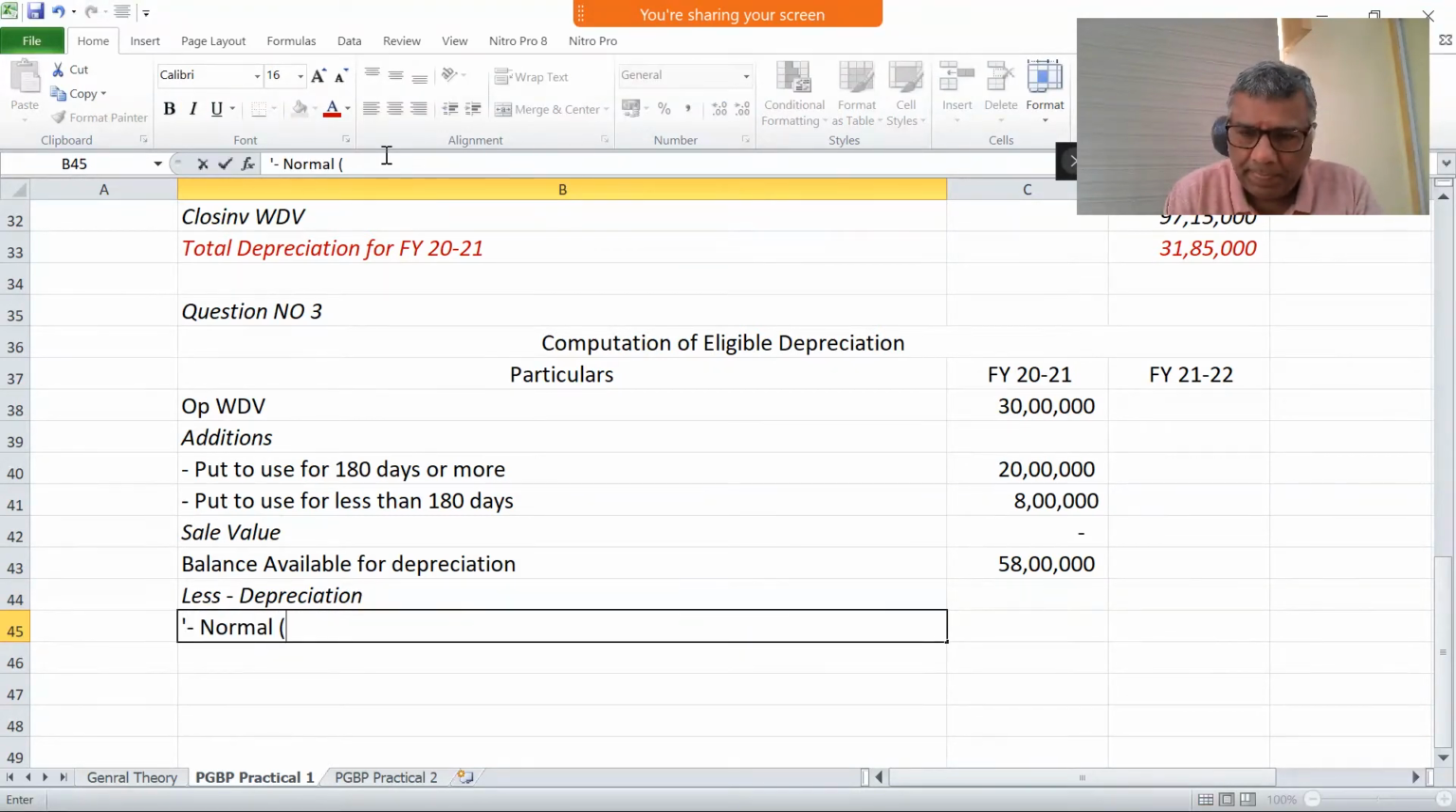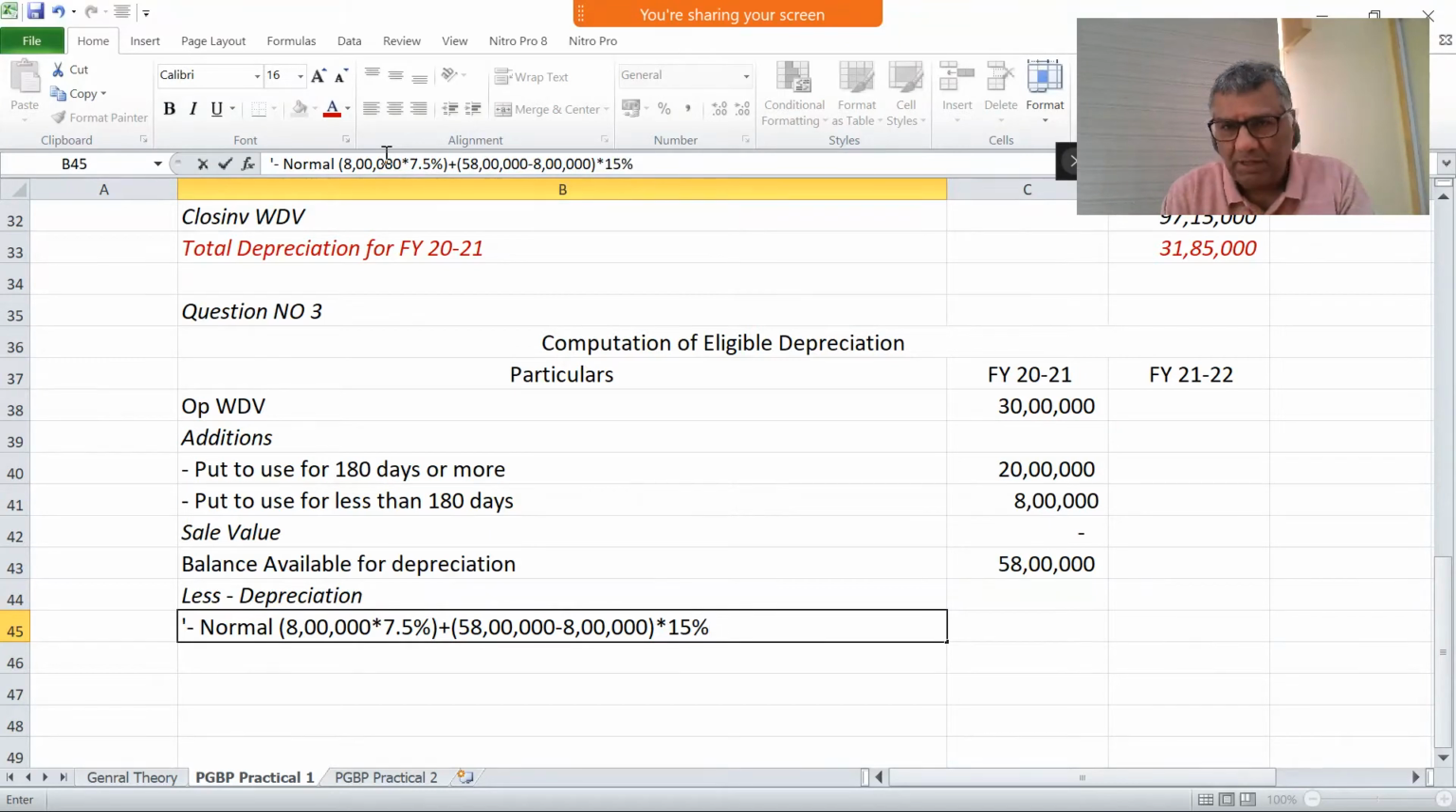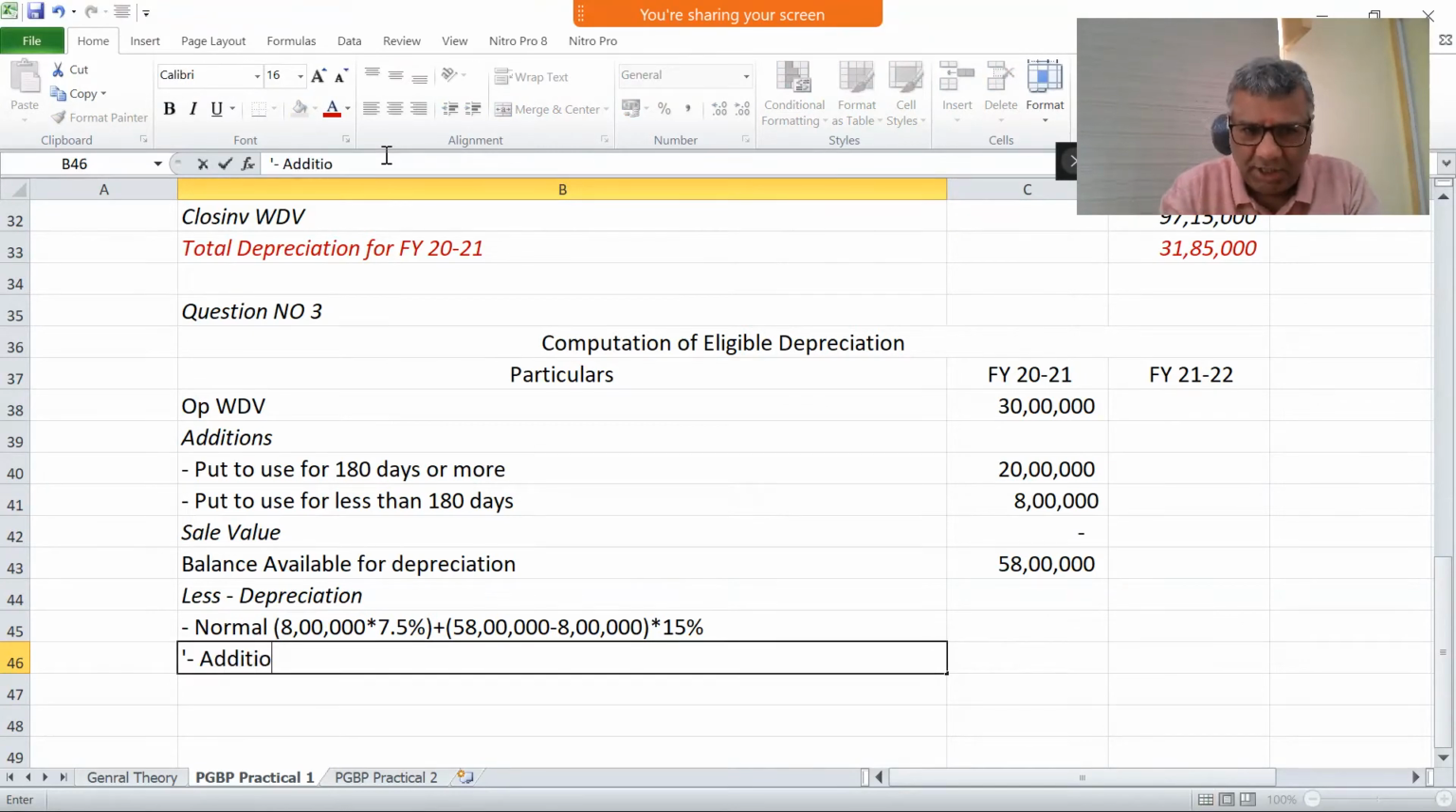Normal, 8 lakhs into 7.5% plus 58 lakhs minus 8 lakhs into 15%. For next year, I will not work out like this. I will directly go to the answer. Additional, 20 lakhs into 20% plus 8 lakhs into 10%.